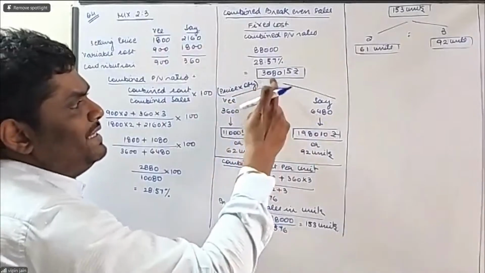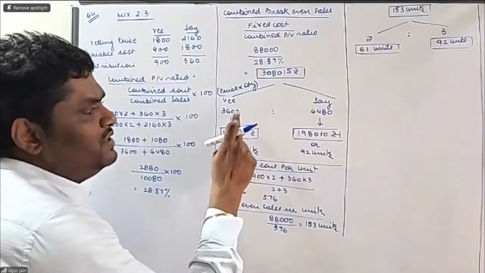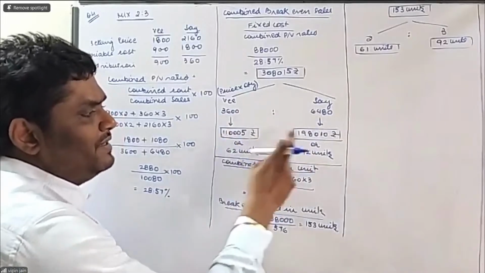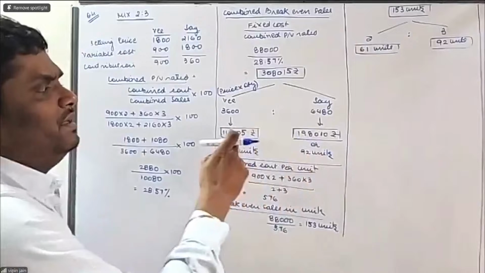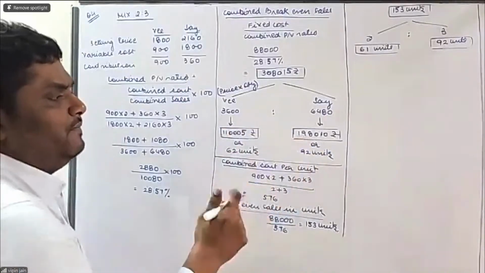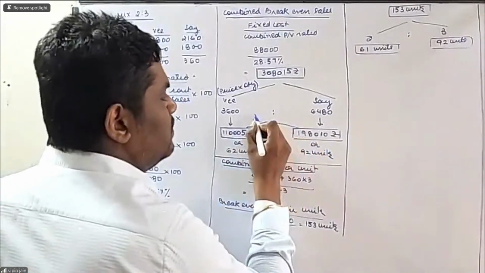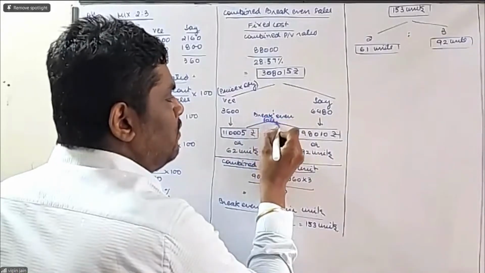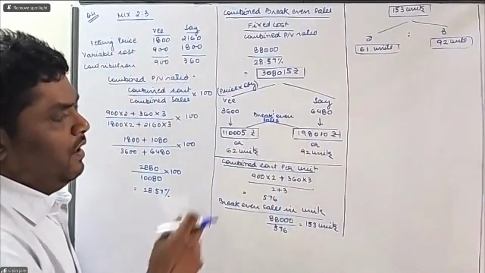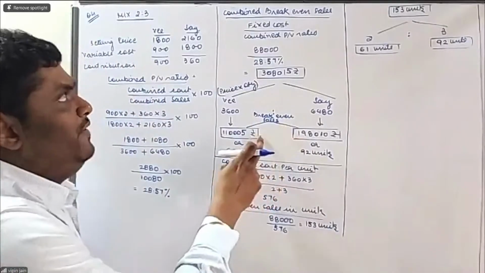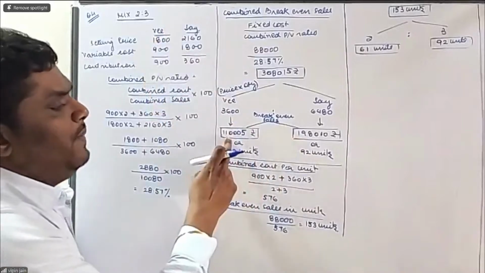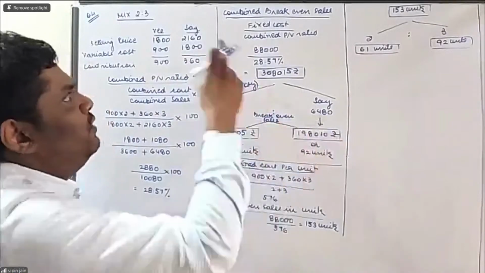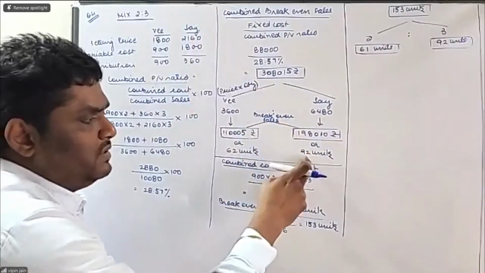So this 308015 will be distributed in the ratio of 3600 is to 6480. So this is how I got these figures, and these are the individual break-even sales for V and Z. Once in rupees it is calculated, if we divide this by selling price, so 11,005 divided by 1800, we will get units. 198010 divided by 2160, we will get the units.